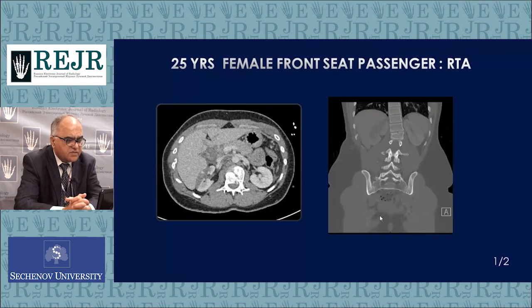A recent case, a 25-year-old female wearing a seat belt, came to hospital in a road traffic accident. We can see on soft tissue window there is a laceration of the pancreatic head and the right kidney, and there is perivertebral hematoma, and we suspect there is some fracture of the vertebra, which was confirmed on bone window examination.